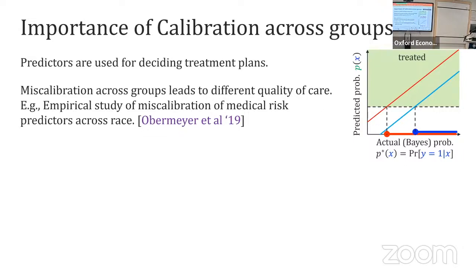And the Obermeyer study found that within the hospital medical data, the Black population has to be considerably more sick to qualify for the treatments, because of the miscalibration that's there.